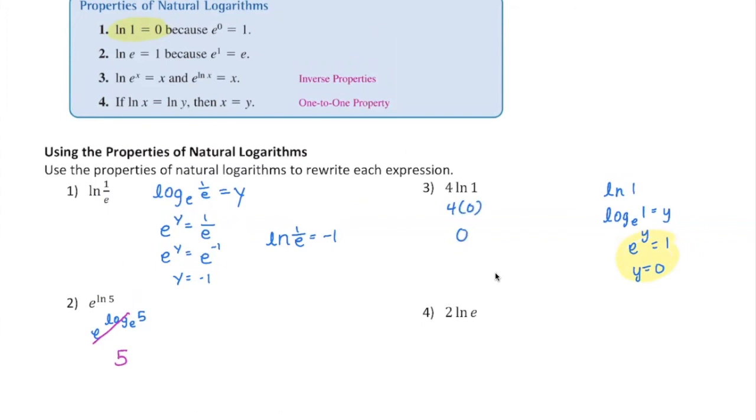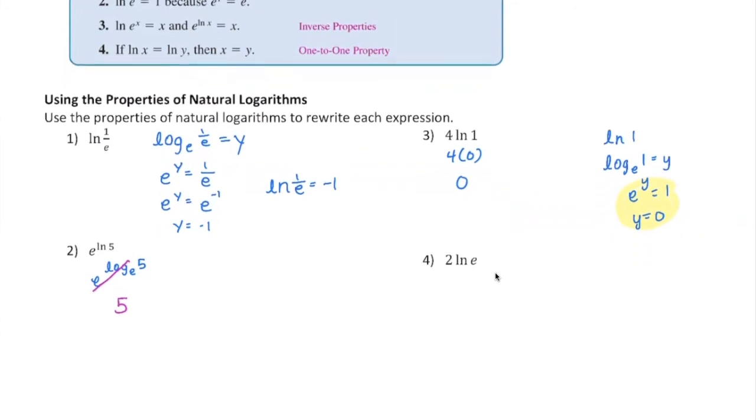For number 4, we have the natural log of e times 2. So we know the natural log of e is something that will just cancel out to get 1. So 1 times 2 will be 2.